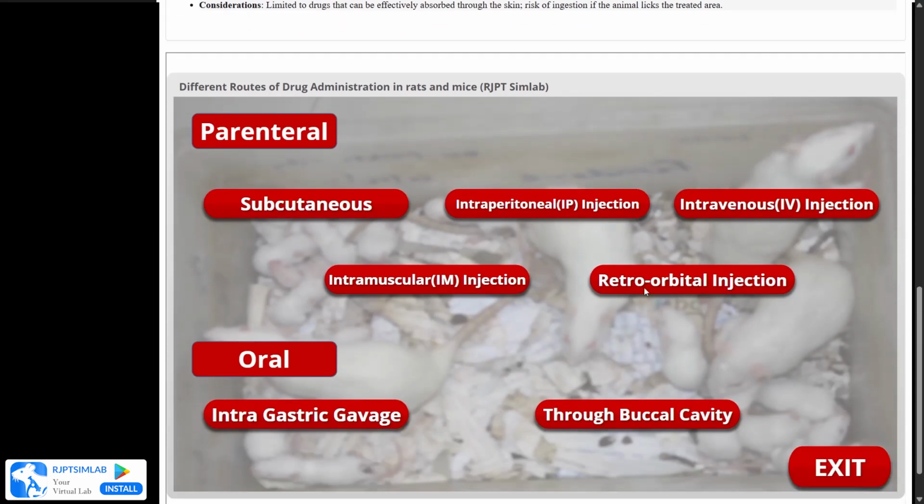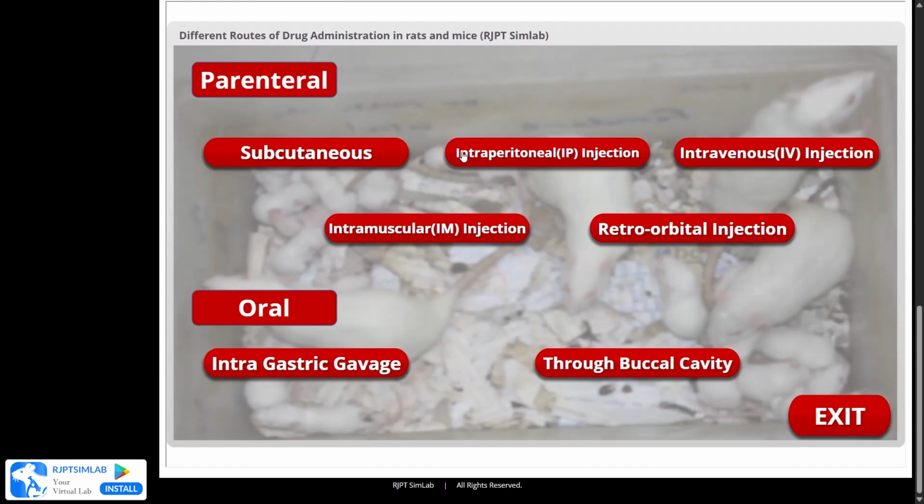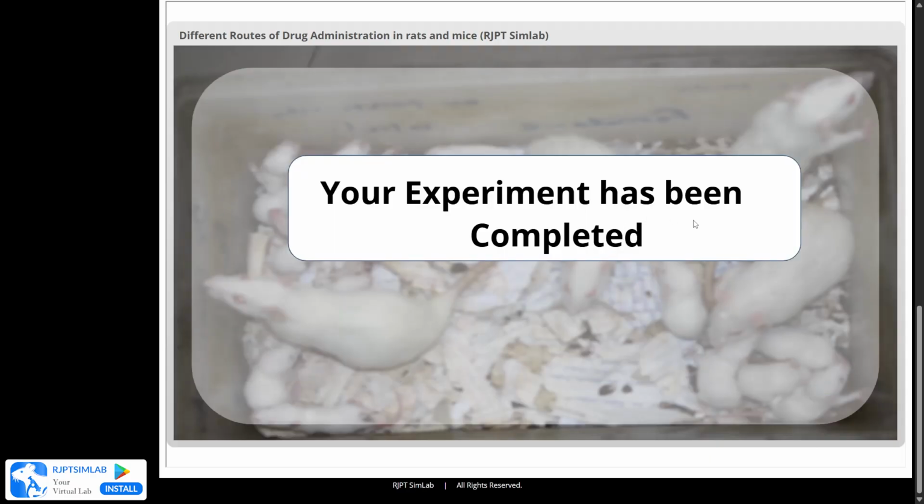Now we have completed and we have discussed all our different drug administration routes in rats and mice. Now we have completed our experiment.